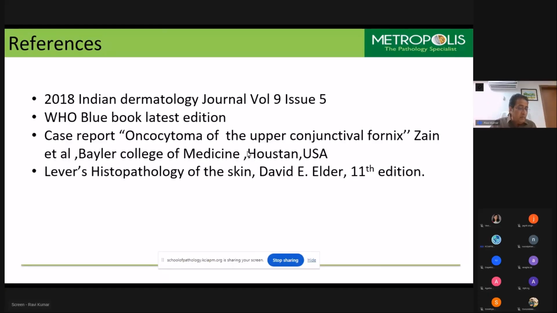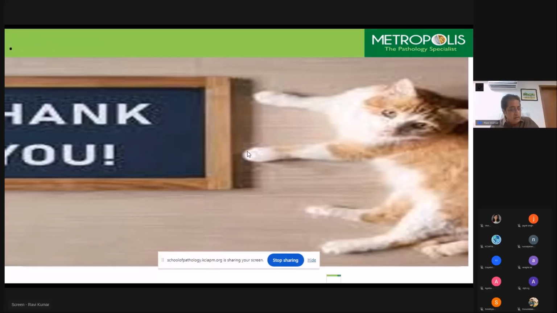I want to stress one point here: when you see anything like this, please try to rule out the head and neck region. Don't jump to conclusions. You have to think first of a metastatic lesion, because a lot of oncocytic tumors are present. A first presentation could be a malignant, metastatic lesion in the head and neck region. That's important. So these are the references I have taken, and if there are any questions, I would like to take them.